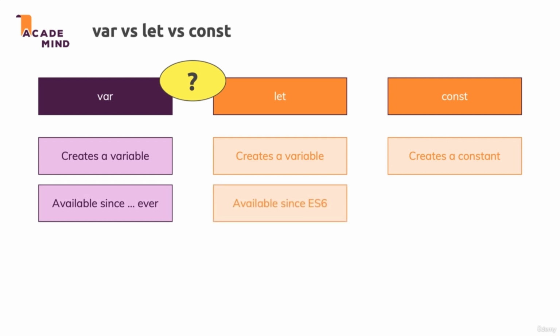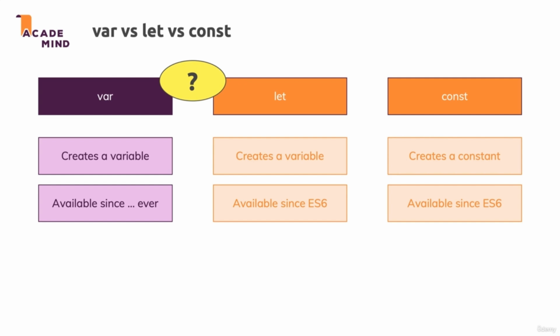Let, on the other hand, is only available since that ES6 version, so since browsers started to adopt that. And it's the same for const. So that's a difference, but this only explains since when we can use these features, not why we need let. Now that, on the other hand, can be answered with this last comparison here.